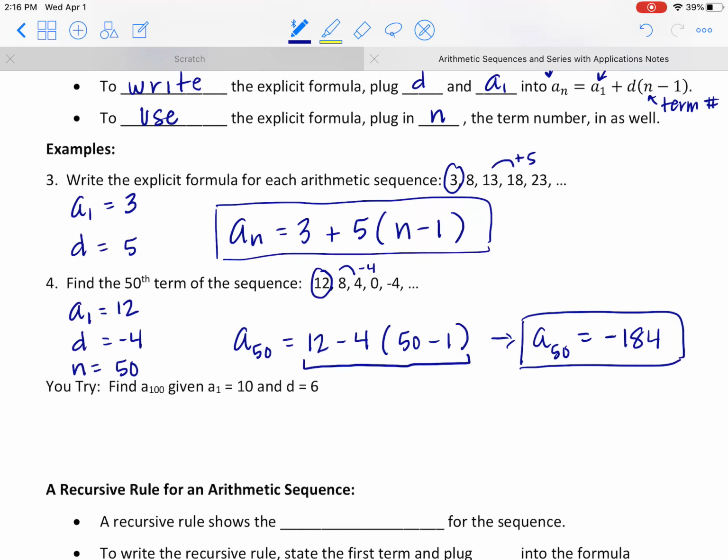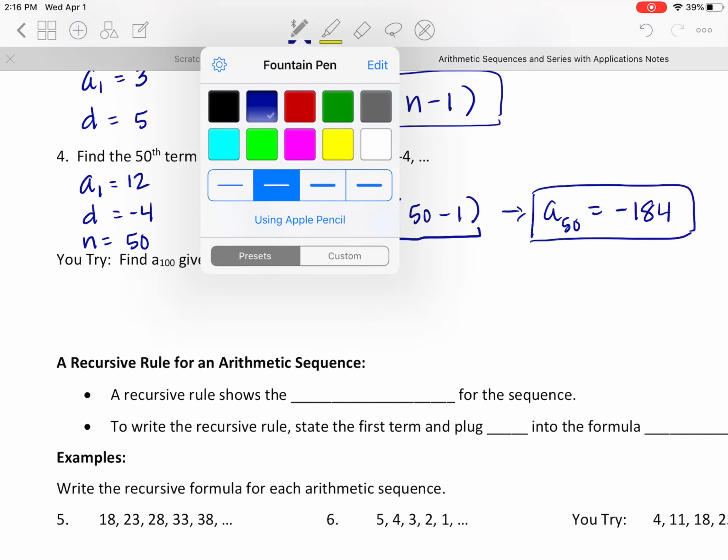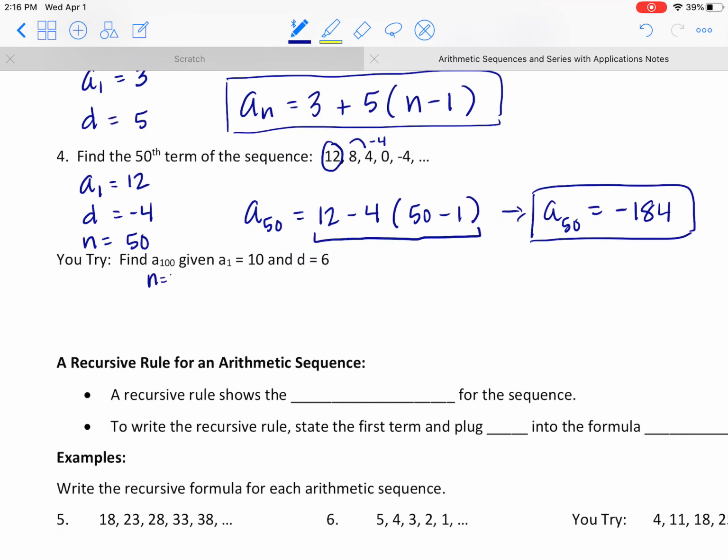All right, so there's one for you to try. Feel free to pause the video and give it a shot. Otherwise, let's see. We've been given all the information that we need here. We're looking for a sub 100, so we know n is 100. And we're given a sub 1, we're given d. So a sub 100 is going to equal a sub 1, which is 10, plus the common difference, 6, multiplied by n minus 1, so 100 minus 1.